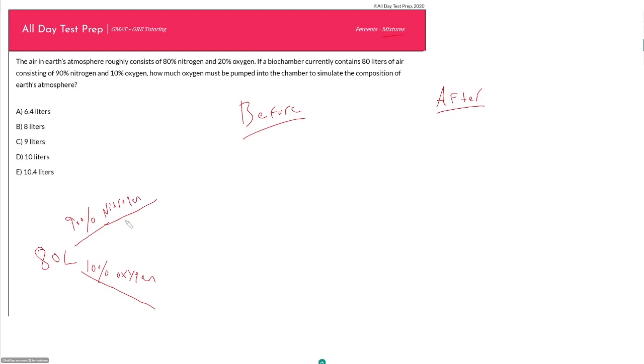So our nitrogen, when starting out, should be 90% of 80, which is just 9 times 8, so we have 72 liters of nitrogen, which, if we have 80 liters overall, means we should have 8 liters of oxygen. 10% of 80 is 8.